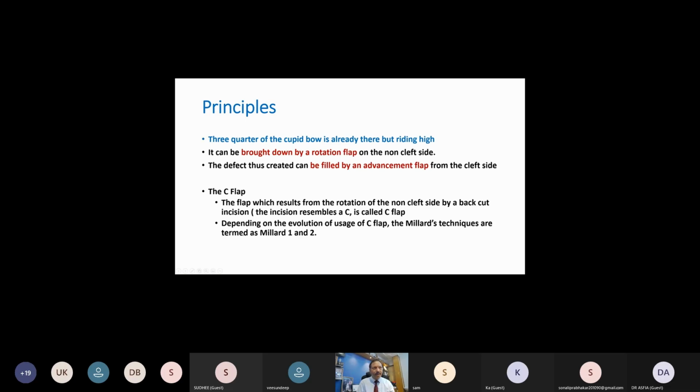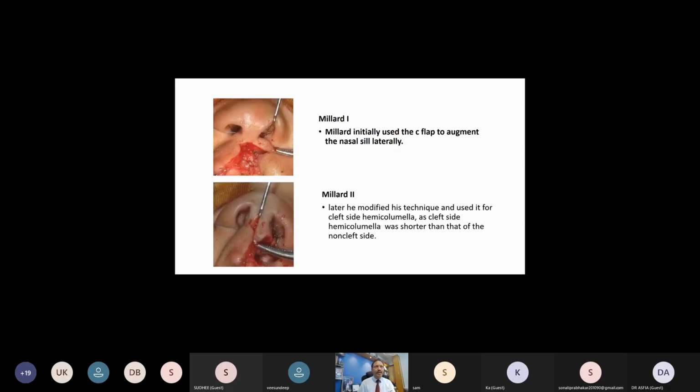Now, depending on the evolution of the use of the C flap, Millard's techniques are termed Millard 1 or Millard 2. It is Millard 1 when the C flap is taken across the nasal sill, and Millard 2 when it is taken into the defect created just below the columella.